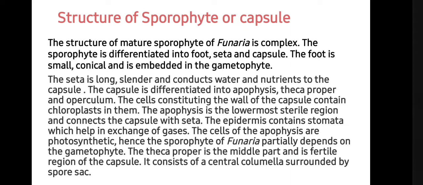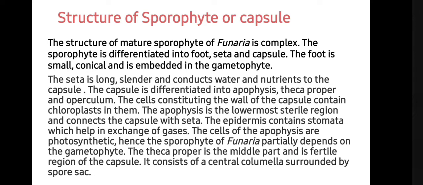Students, the structure of the mature sporophyte of Funaria is complex unlike earlier genera. The sporophyte is differentiated into foot, seta and capsule. As I explained to you earlier, the foot is small, conical and is embedded in the gametophyte. The seta is long, slender and conducts water and nutrients to the capsule. Capsule is differentiated into apophysis, theca proper and operculum. The cells constituting the walls of the capsule contain chloroplasts in them.